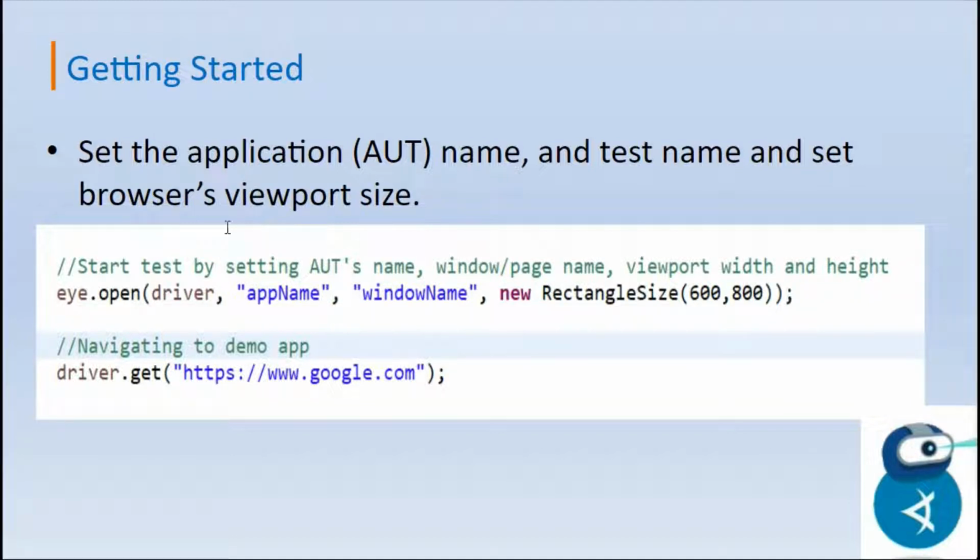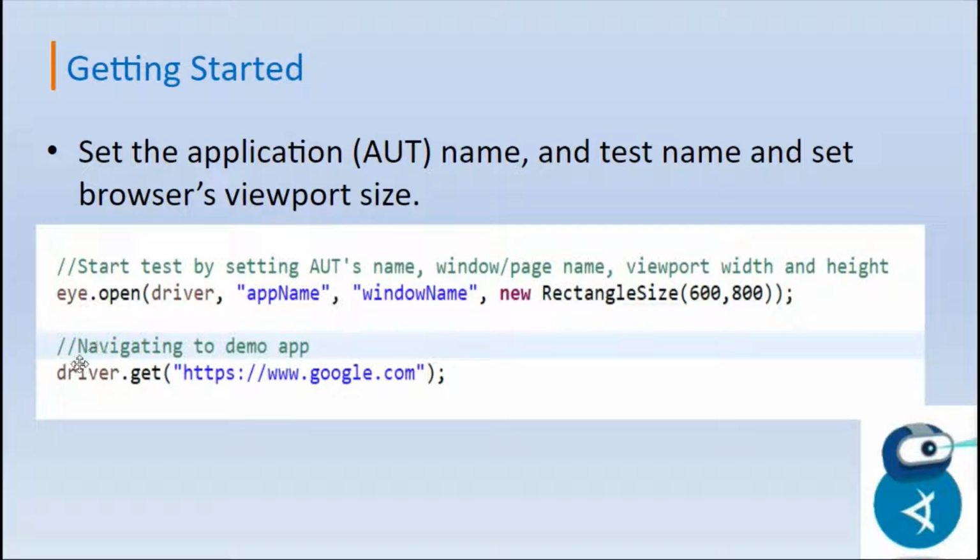Now I need to write the eyes.open method, and in this you have to pass different arguments: the driver, then the name of the app, then the name of the window, or you can say the name of the test, and then the size of the screen that you want to capture. Whenever you call this eyes.open method, Applitools will start closely observing the application.